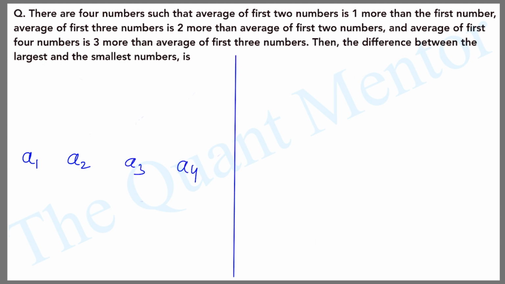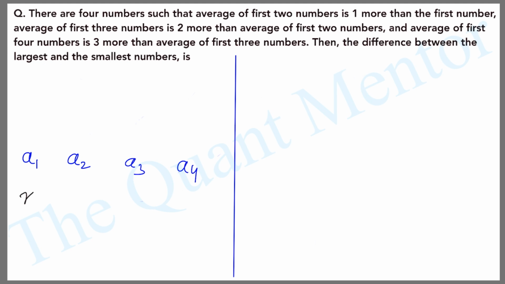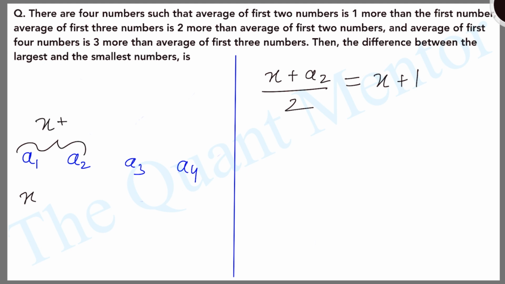And now whatever working will be required, I can do it in this particular place here. So the first number, I'm assuming it as X. The question says the average of the first two numbers is 1 more than the first number. So if I call the first number X and the second number A2, the average of X and A2 will be (X + A2)/2. And this we have been told is 1 more than the first number, so it is X + 1. The average of the first two numbers is X + 1.